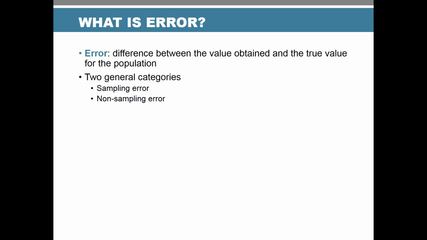So first let's talk about error. Error is the difference between the value obtained and the true value for the population. We have two general categories, sampling error and non-sampling error, and we're going to talk about those two.